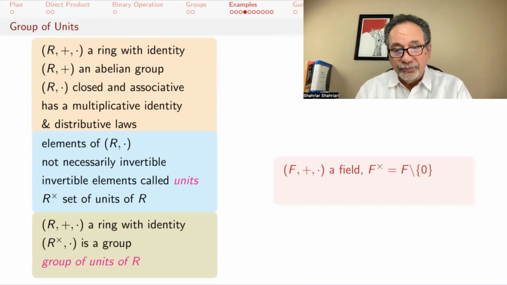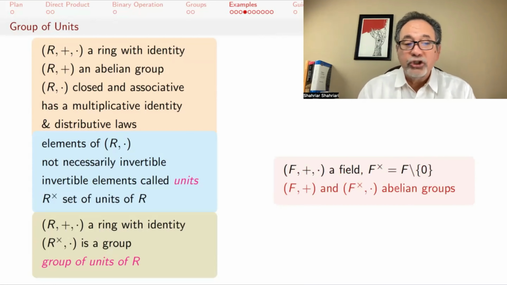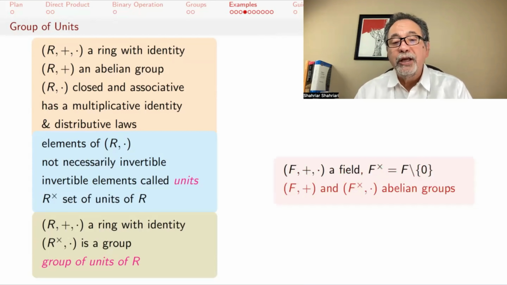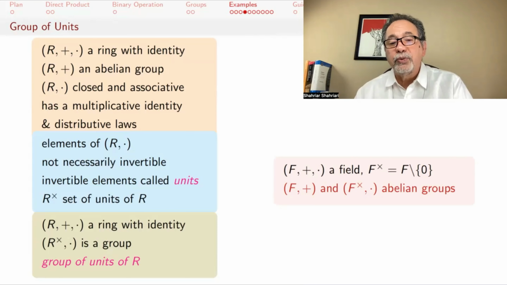A field is when you have two operations just like a ring. So a field, just like a ring, has two operations. But in this case, with addition, just like a ring, you have an abelian group. But with multiplication, you have a little bit more, actually a lot more. When you throw away 0, then you get the group of units. And so the group of units is everything other than 0. And not only that it's a group, but it's an abelian group. A field is the nicest kind of object with two operations.